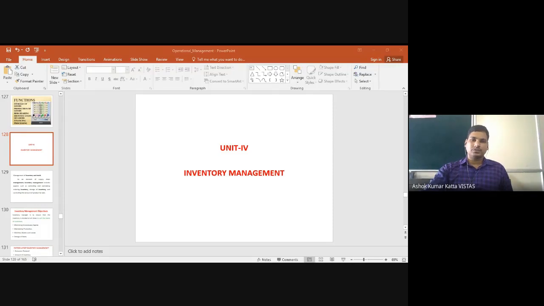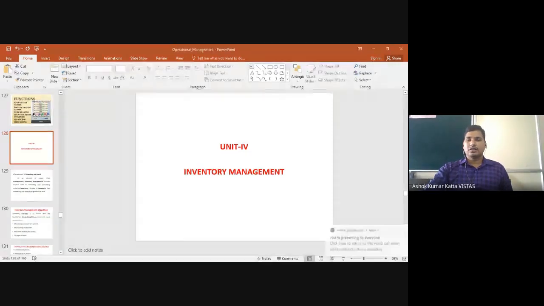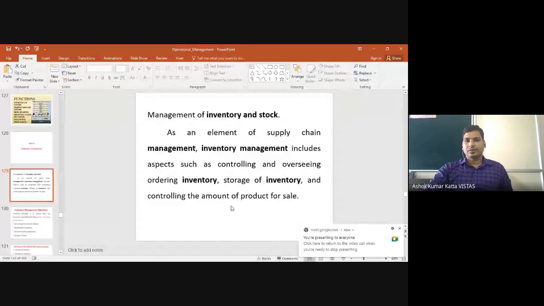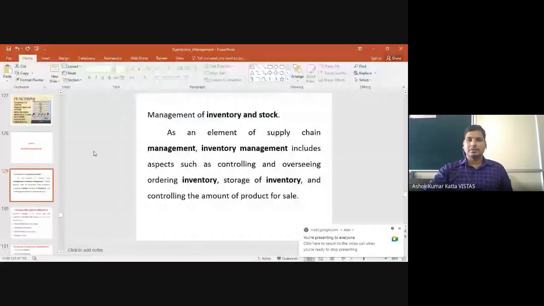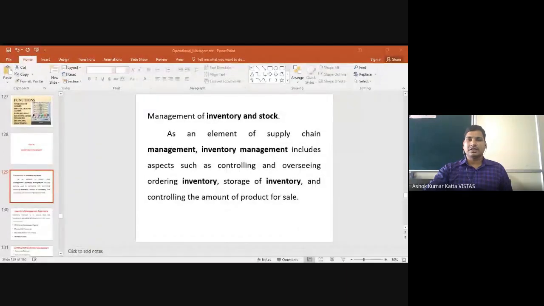Our subject is going to deal with inventory management. So why should we talk about inventory management, and why is this going to be so important for us to study as one separate chapter?